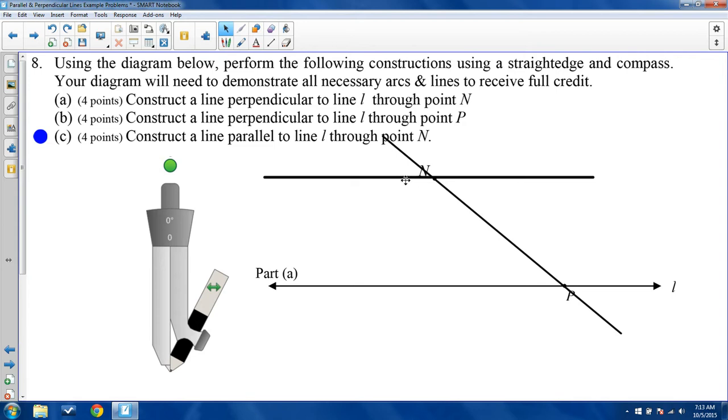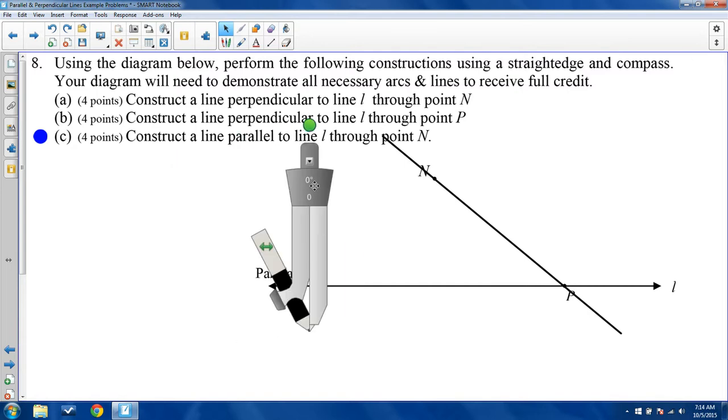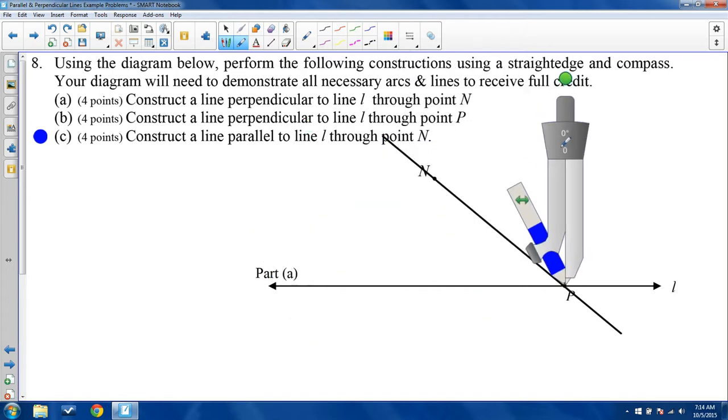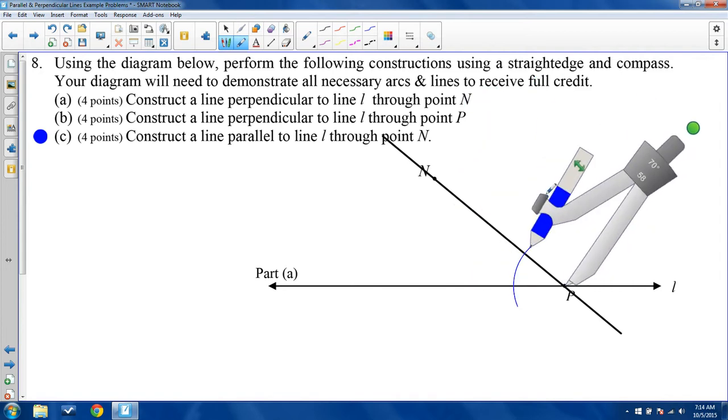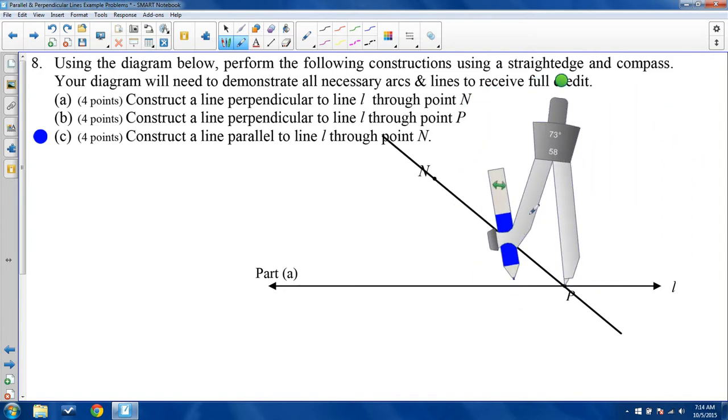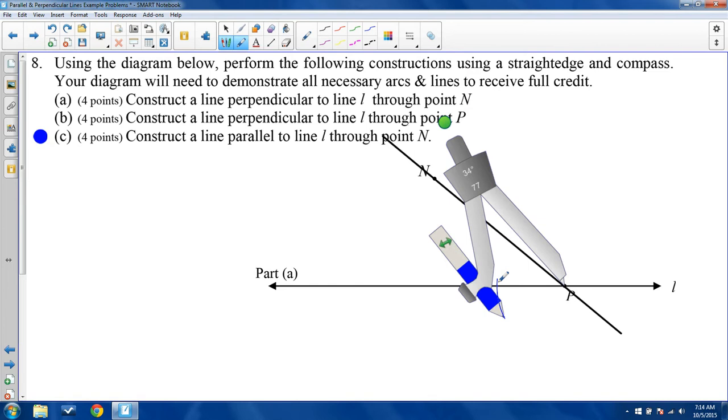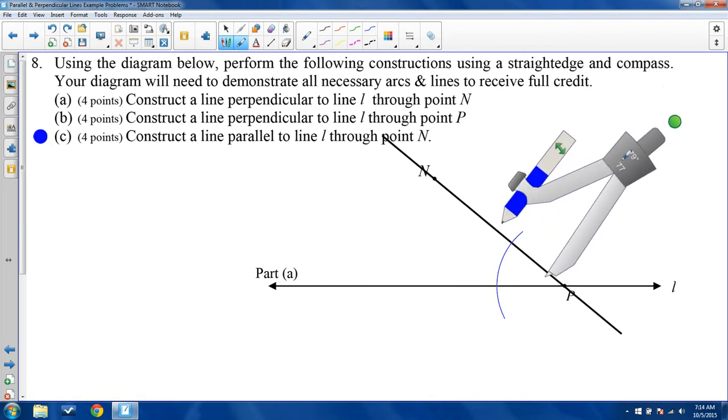Now I've done corresponding angles a lot before, so I'm going to try and do alternate interior angles this time. But in order to do that, I have to recognize that N's a vertex like P's a vertex. So I have to say if alternate interior angles are congruent, then the lines are parallel. So let's construct an angle that's congruent to this angle right here. In order to do that, I have to make an arc. I'll make it a little bit bigger that goes through both sides.